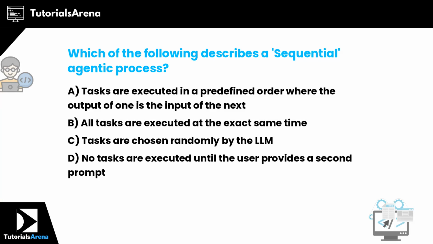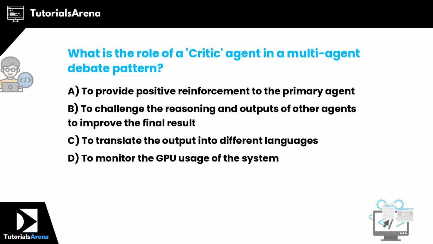Which of the following describes a sequential agentic process? The correct answer is option A. Tasks are executed in a predefined order where the output of one is the input of the next. What is the role of a critic agent in a multi-agent debate pattern? The correct answer is option B. To challenge the reasoning and outputs of other agents to improve the final result.